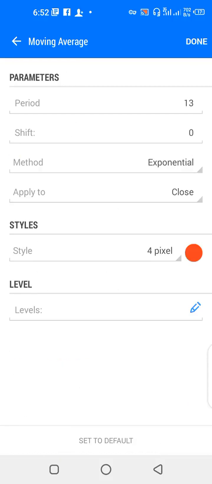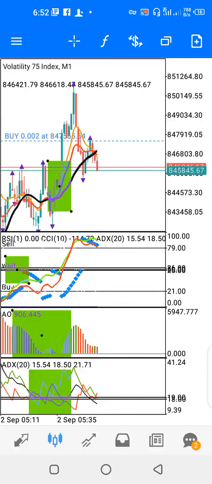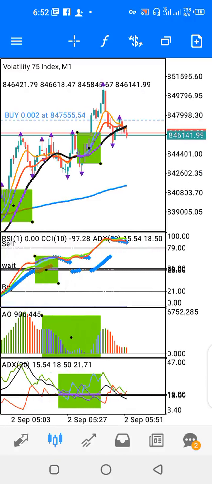We are still on indicator window one. We have moving average. Period is 13. Shift is 0. Method is exponential. Apply to close. Color is red. Now let's go to the chart for indicator window one.